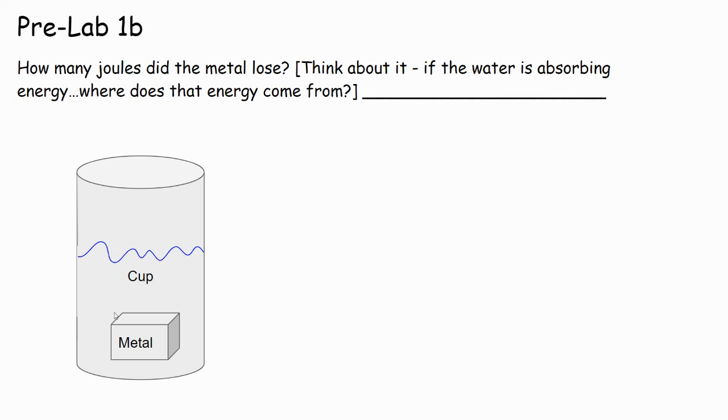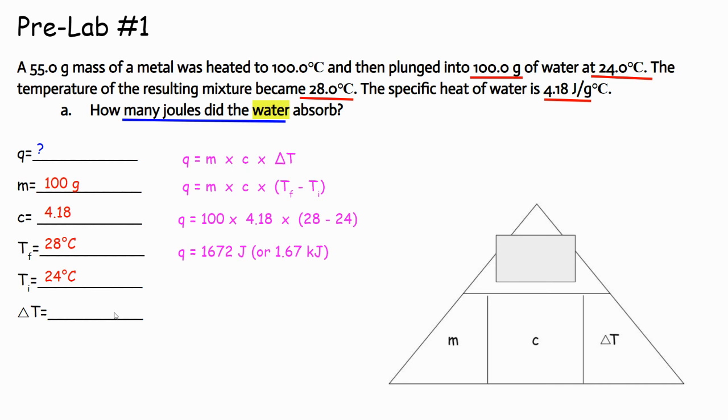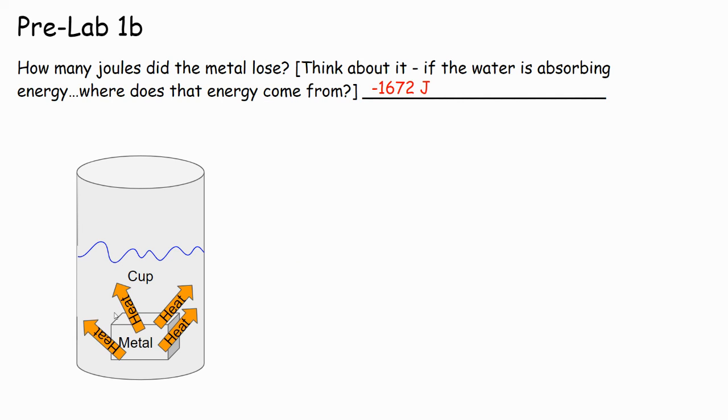So where did the water get its heat from? Or its energy, because that's what we're measuring. Heat is energy. It came from the metal. So the metal lost its heat to the water. Well, if the water absorbed 1,672 joules, and we have to conserve energy, that means it has to be the same number, so the metal lost 1,672 joules. So it's the same number but opposite sign because it lost.